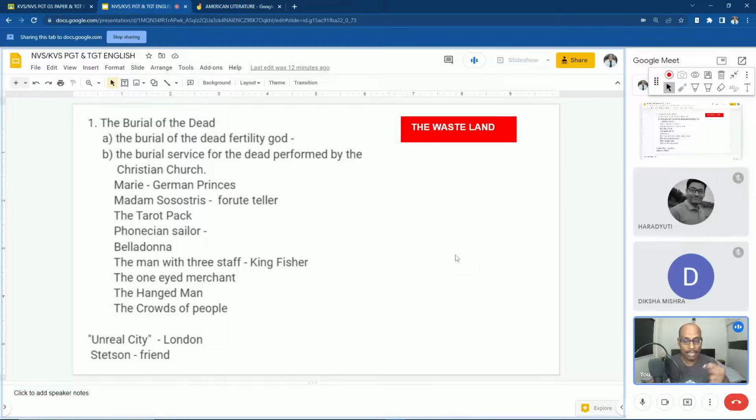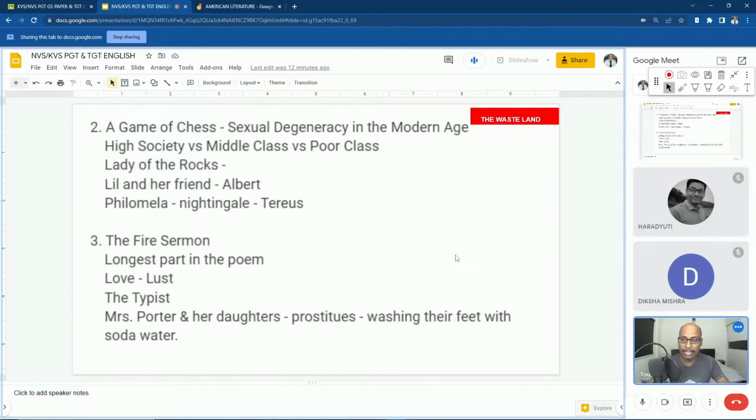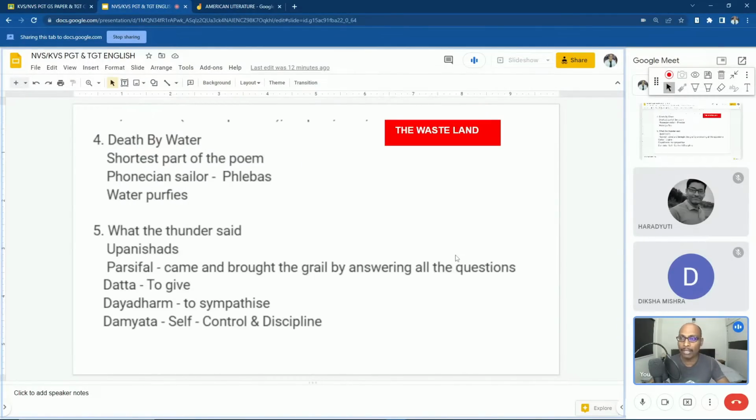This poem, The Wasteland, is divided into 5 parts. The first one is the burial of the dead. The second one is a game of chess. The third one is the fire sermon. And the fourth one is death by water. And the fifth one is what the thunder said. First, you need to memorize these 5 parts. I'll ask you, if you tell me, then only I'll start the explanation of the poem.